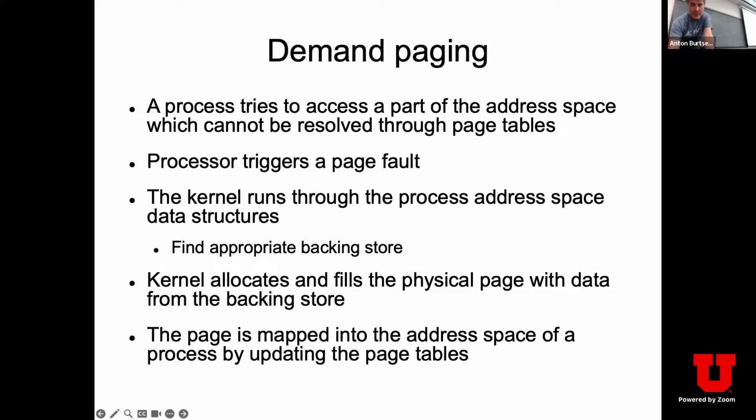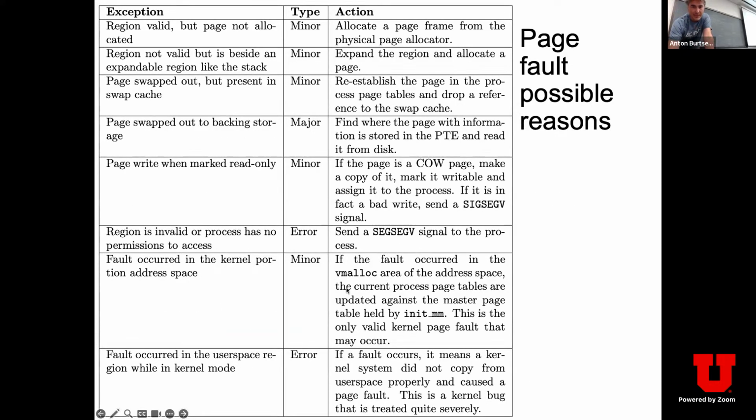And for the reasons for page faults, Linux essentially distinguishes major and minor page faults. Major ones are where you have to go to disk and read it from disk, and for a minor one you have to just resolve it in memory. So for example, your VMA is valid, right? So it was allocated, but the page not allocated. So it's demand paging. It's a minor page fault, and you simply allocate a page frame from the buddy allocator and map it into the address space, right?